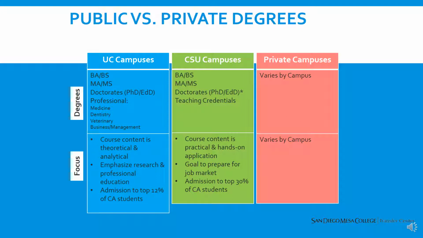California State Universities focus on course content that is practical and has a hands-on application. The goal is to prepare students for the job market, and the aim is to admit the top 30% of California students.